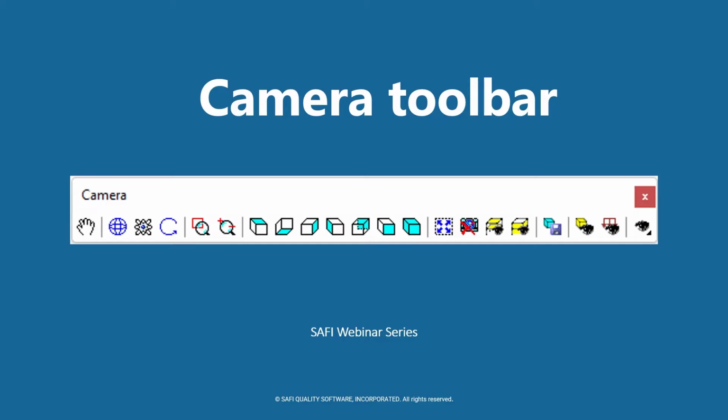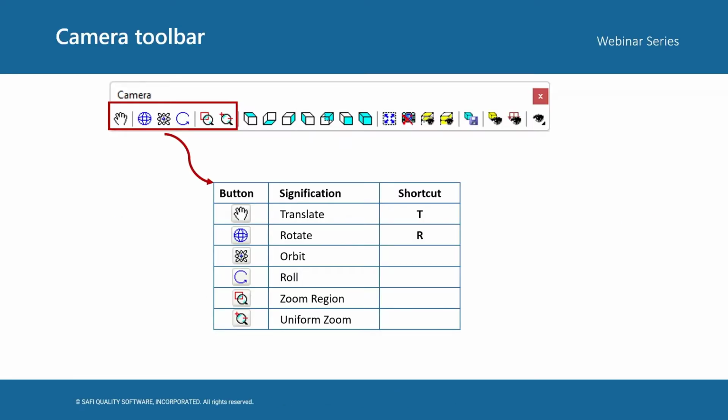In this video, we are going to have an overview of the Camera Toolbar. The Camera Toolbar contains a series of buttons that allows the user to manipulate the model, change the views, and also specify specific views on screen. The first series of buttons on the left-hand side allow the user to do translation or rotation, and also the function for zoom in and zoom out operation.